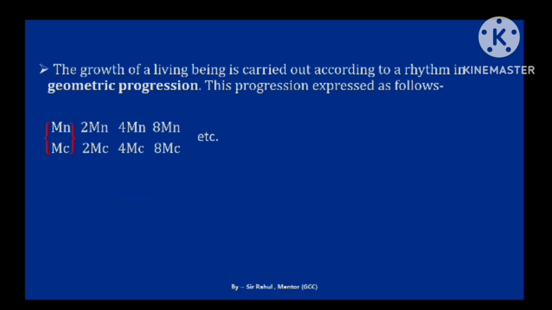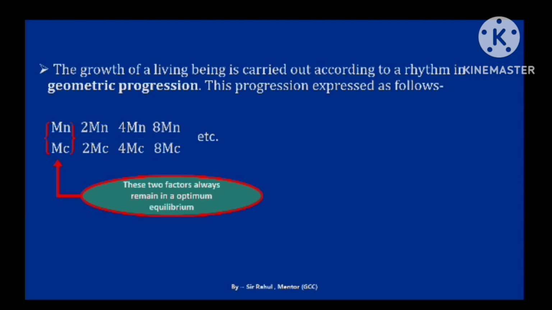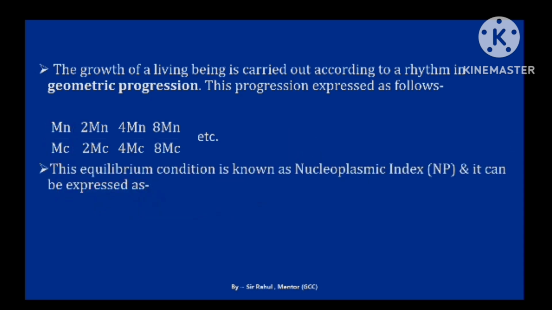These two factors always remain in an optimum equilibrium. That means the ratio is always 1:1. This equilibrium condition is known as the nucleoplasmic index. It can be expressed as Vn by Vc, where Vn means the nuclear volume and Vc means the cell volume.